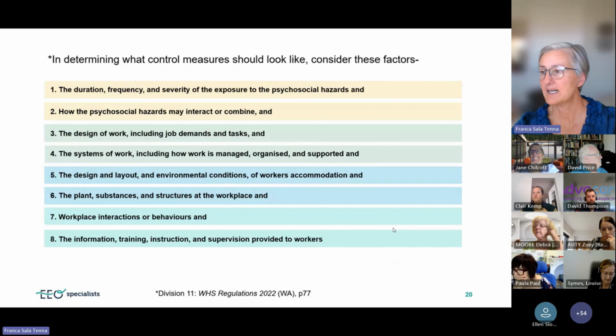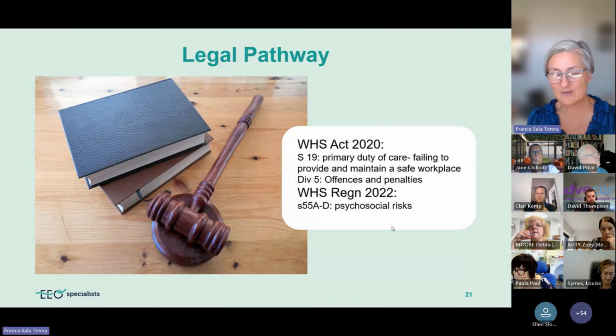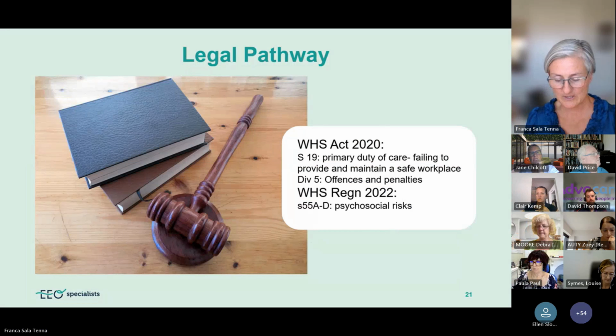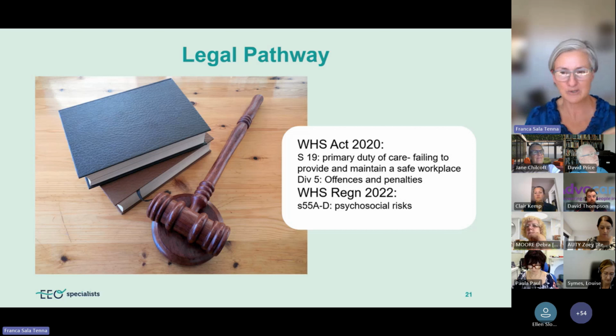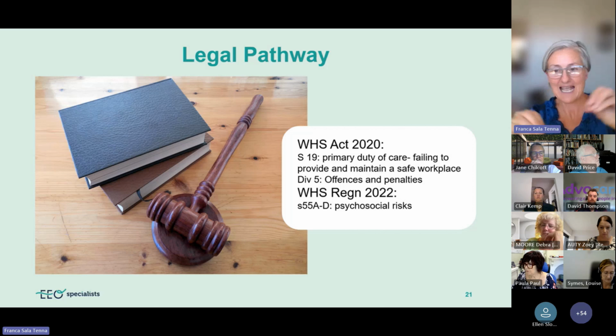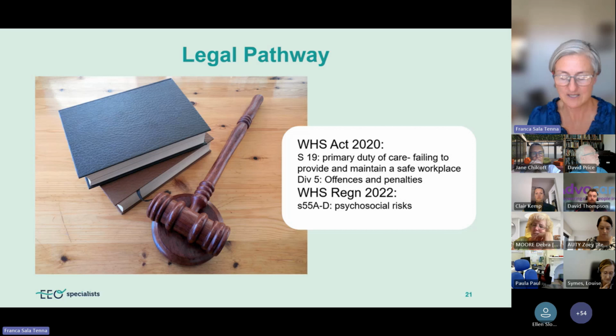All right, so legal pathways. I took a big picture view, pretending I didn't know anything and hadn't read anything, and I wanted to ask: how can we get in trouble as an employer, as a PCBU, because I'm a PCBU as well, in relation to this space of psychosocial hazards? Generally the way that happens is through the framework, and again, this is WA, but there would be a similar provision in the other states and territories.